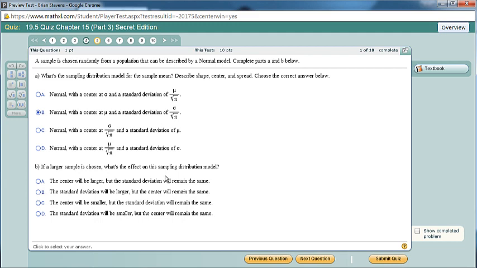As our sample size increases, this will cause the standard deviations to become smaller. A lot of times we might call it a standard error of the mean, but the center will remain the same.